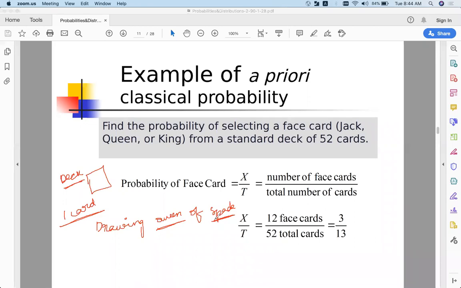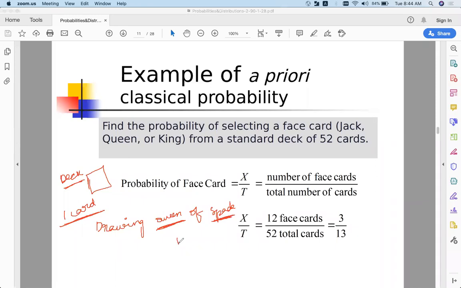No, it's okay. If you make a mistake, it's fine. Spade means 1 by 52. Yeah, 1 by 52. I have a deck of cards. I'm drawing one card. And the question is, what is the probability of drawing the queen of spade? Now, can anyone tell me, is there any other answer than 1 by 52?